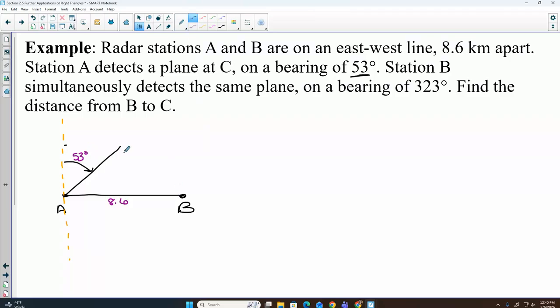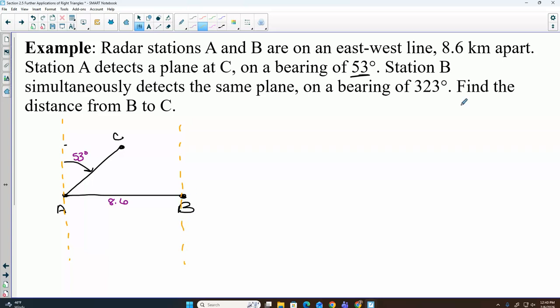Okay, and that's giving me point C out here. Station B simultaneously detects the same plane on a bearing of 323 degrees. So now I'm doing the bearing from point B. So what do I need at point B? We need that vertical north-south line.